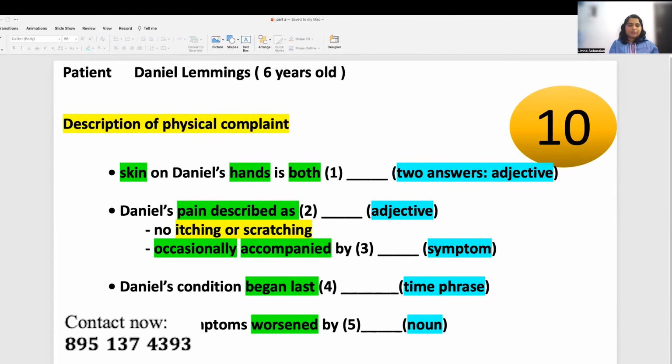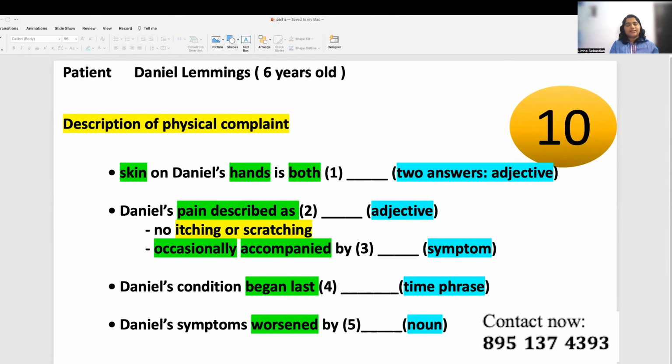Okay, the next bullet point is Daniel's condition began last. What can we predict here? We can predict maybe she will tell some time phrase here because it's written as began last. Began last means when it started. The condition started at, so we can predict some time phrase there.